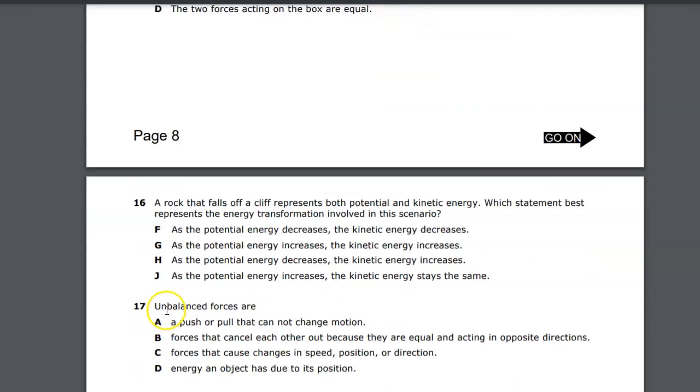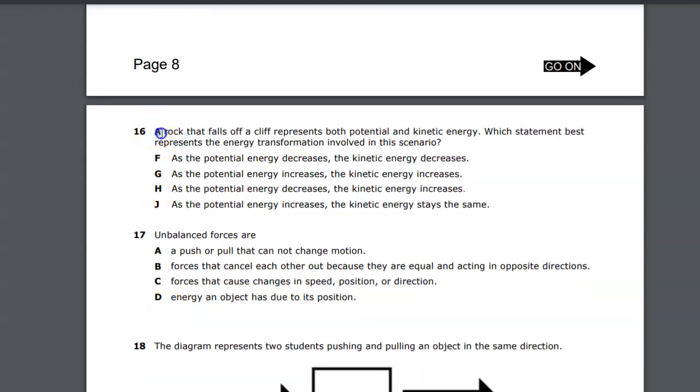Question number 16. Almost done. 4 more questions. A rock that falls off a cliff represents both potential and kinetic energy. Which statement best represents the energy transformation involved in this scenario?